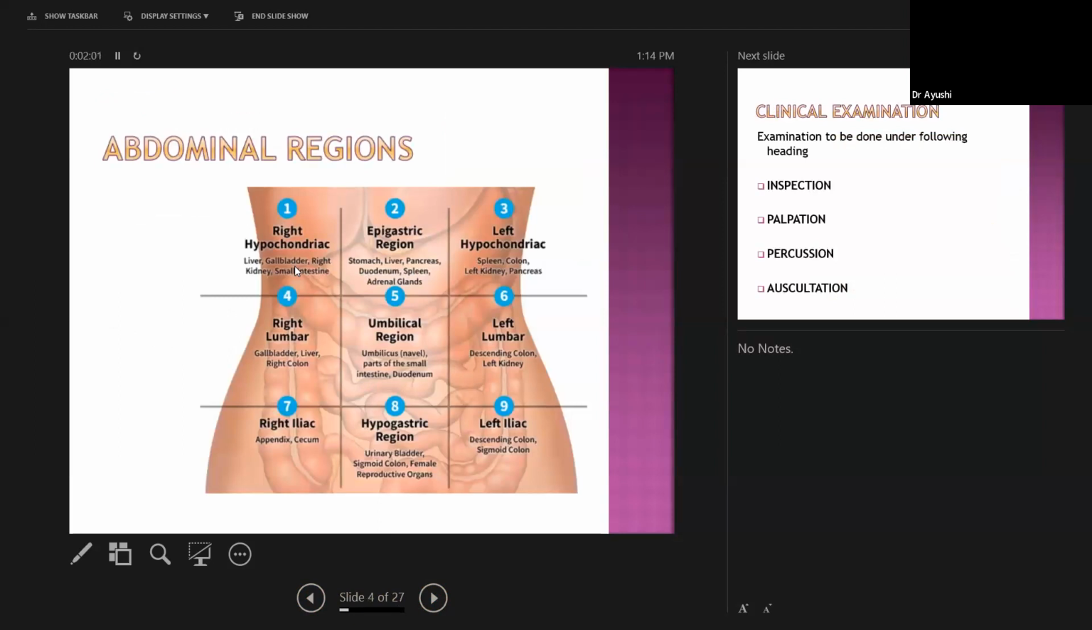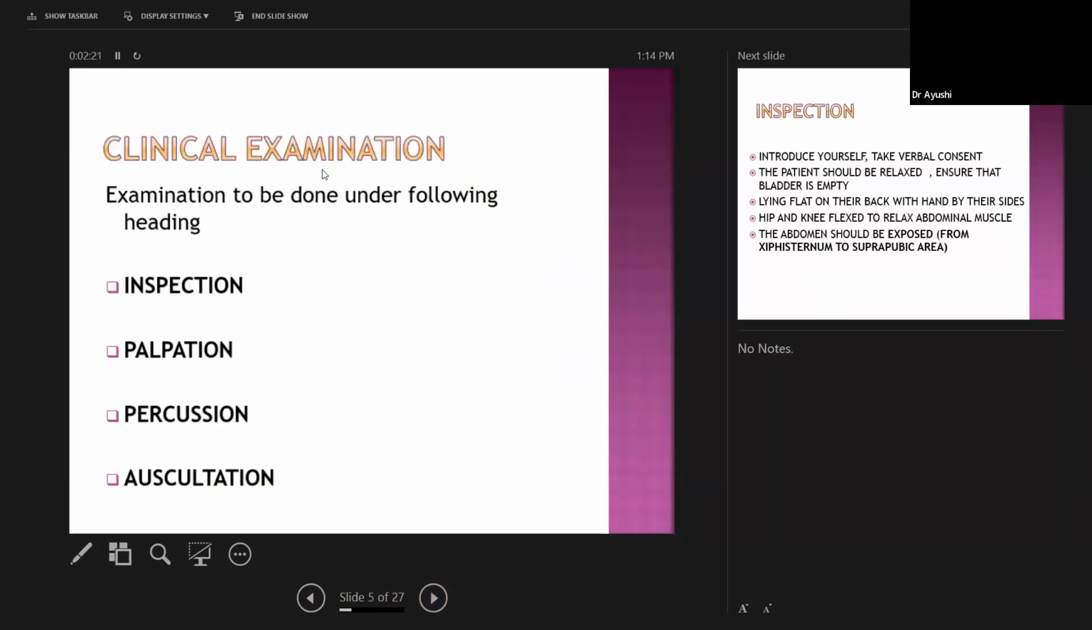The abdominal region is divided into 9 quadrants by 2 horizontal lines and 2 vertical lines. The 2 vertical lines cross the mid-clavicular line, and of the 2 horizontal lines, the upper horizontal line passes through the subcostal region and the lower horizontal line passes through the transtubercular plane. Now about the clinical examination. Clinical examination is to be done under 4 headings: inspection, palpation, percussion, and auscultation.